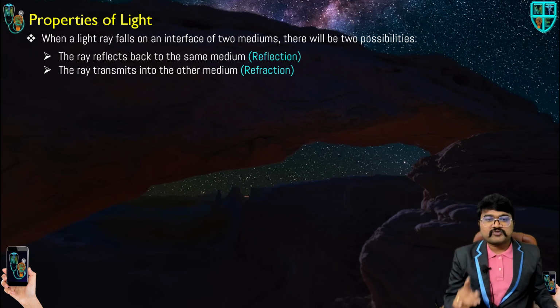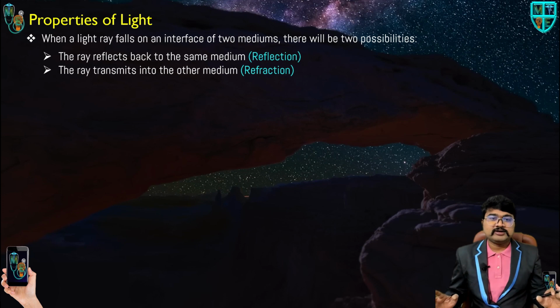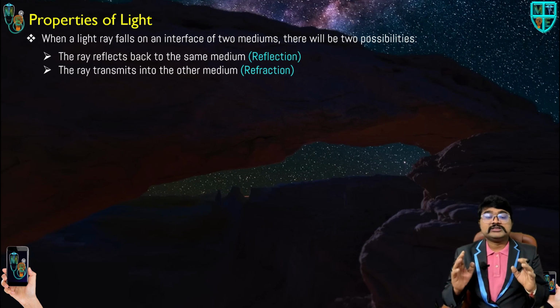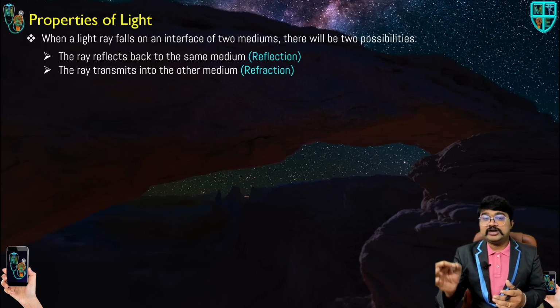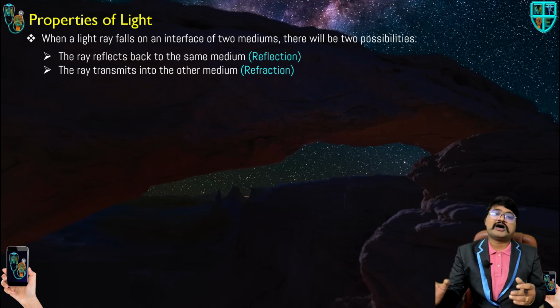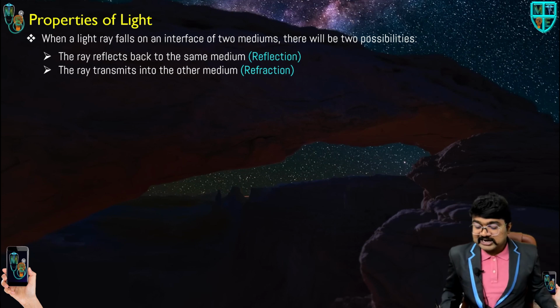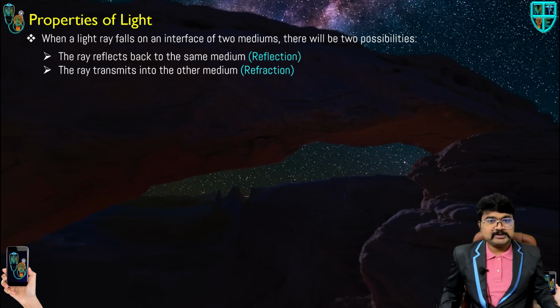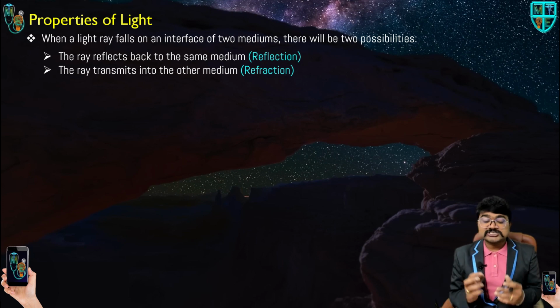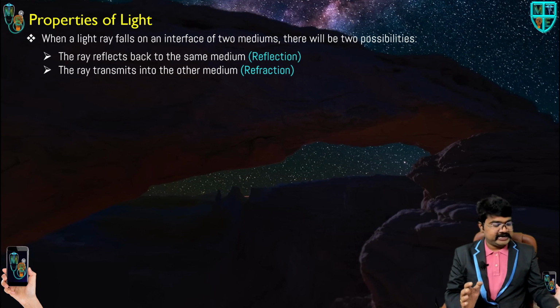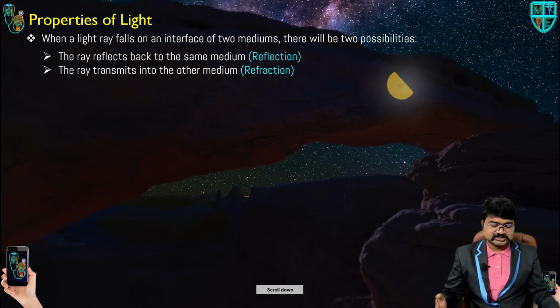In case of refraction, the mediums will be different. In case of reflection, the ray is reflected back into the same medium. The medium is the same in reflection, but not the same in refraction. The ray reflects back to the same medium, while the ray transmits into the other medium. We can discuss reflection and refraction in detail.